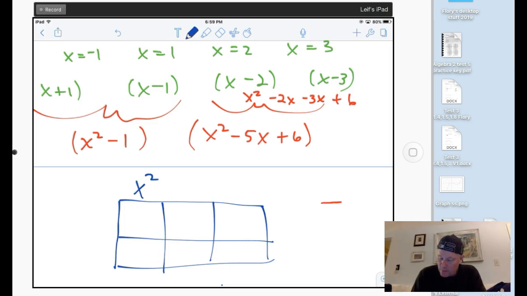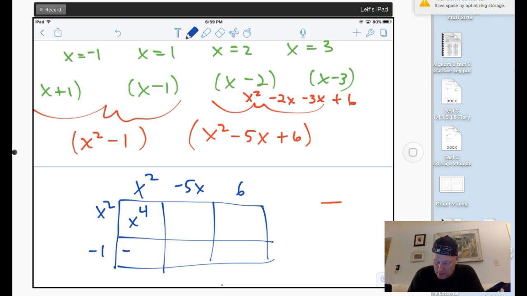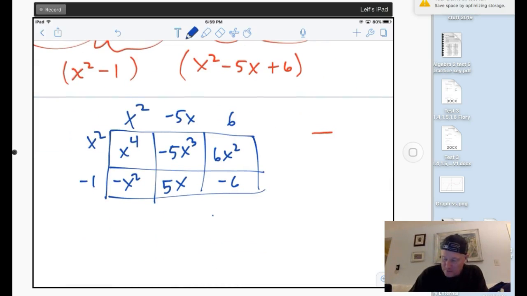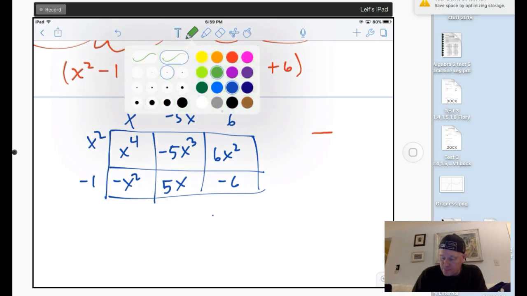Here's x squared minus 5x plus 6, and here's x squared minus 1. So I get x to the fourth. Remember, add the exponents. Negative x squared, minus 5x cubed, positive 5x, 6x squared and negative 6, and then I can add them all together, combining like terms.